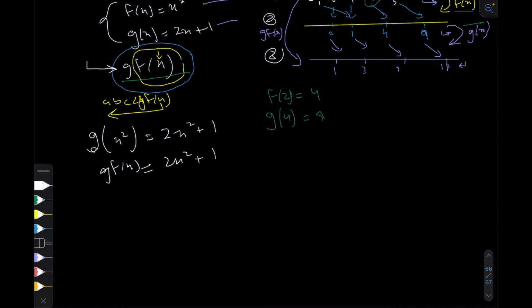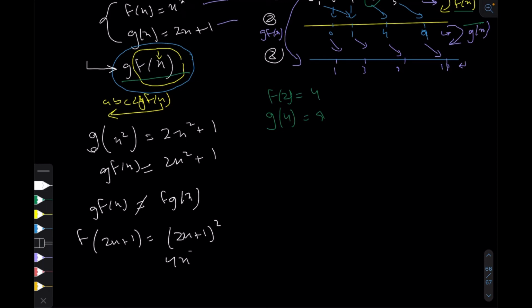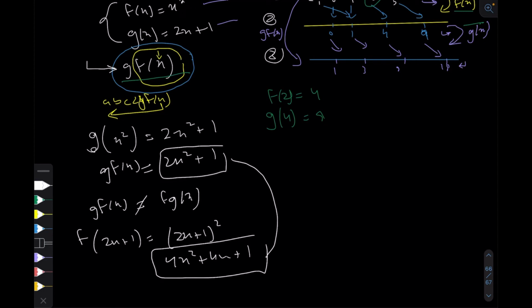And just to quickly show you, g f of x is definitely not equal to f g of x, right? So f g of x would mean you plug into f 2x plus 1, right? Wherever you see x, so this will become (2x plus 1) squared. This will be 4x squared plus 4x plus 1. And this is definitely not equal to this. So g f of x is not equal to f g of x, right? Okay, so that's out of the way.